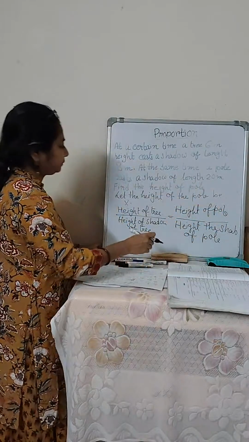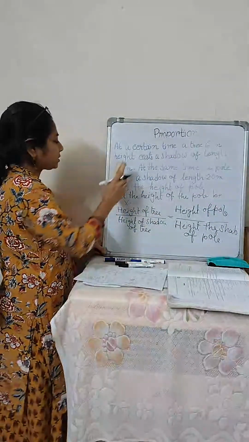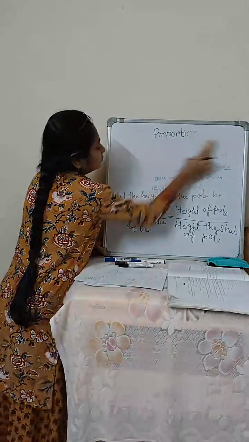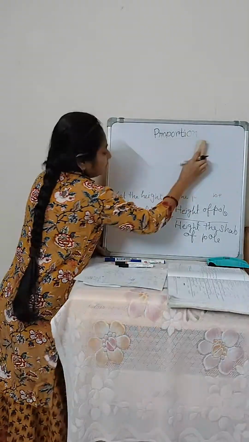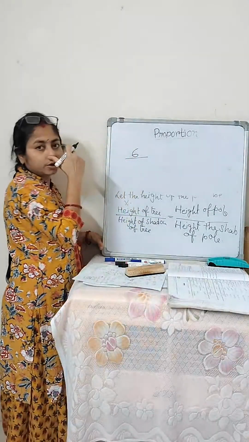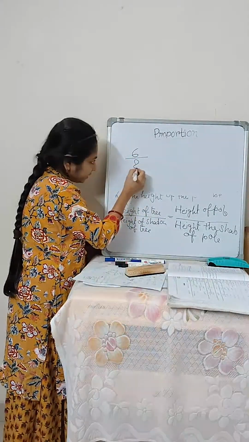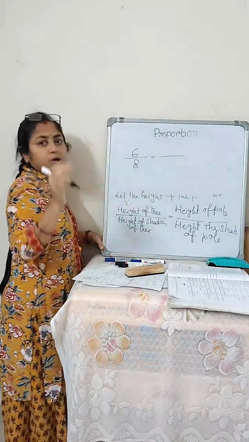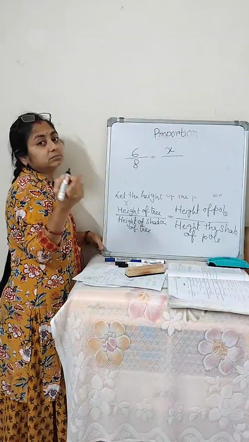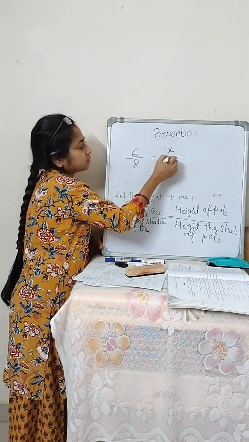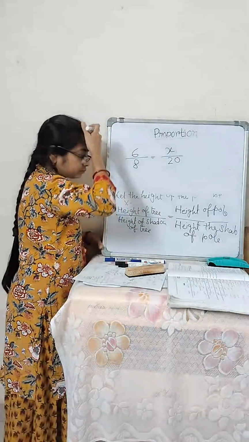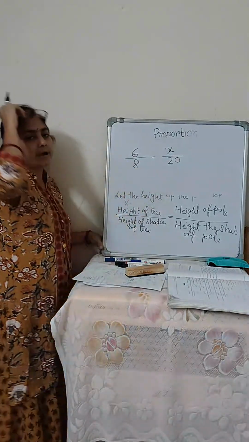Next, what am I doing? I write the question values. What is the height of the tree? It is 6. Shadow of the tree, it is 8. Height of the pole, you do not know, so it is x. And you know the shadow of the pole, it is 20.